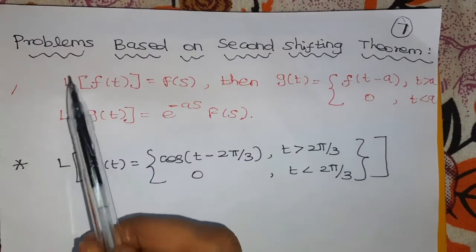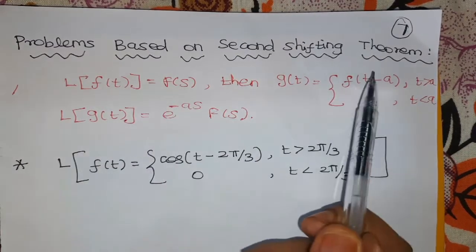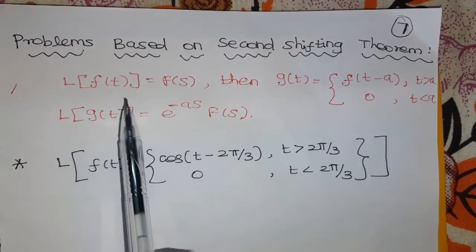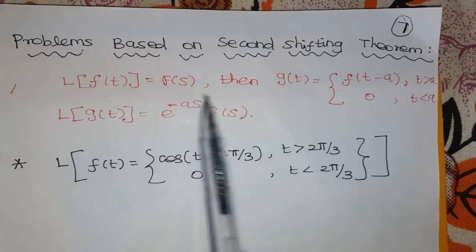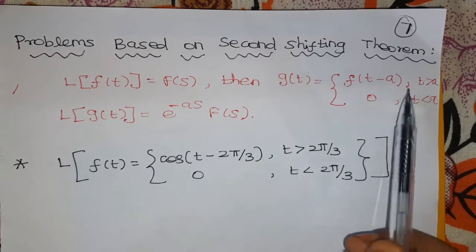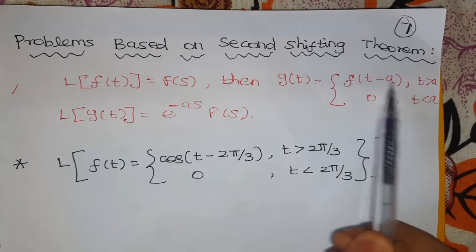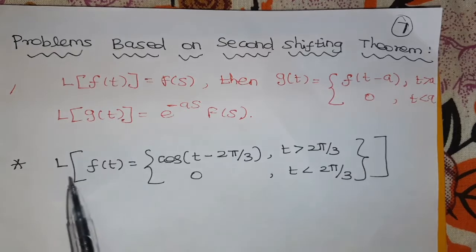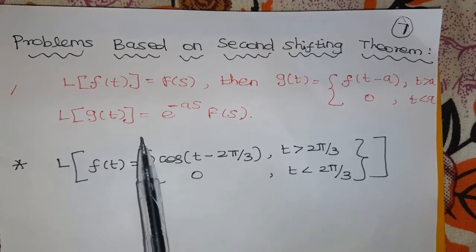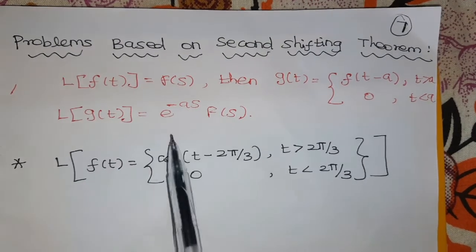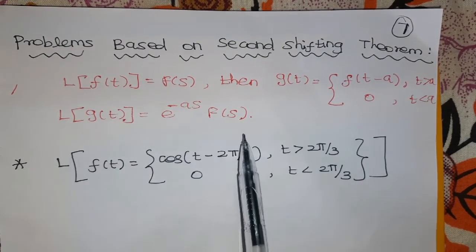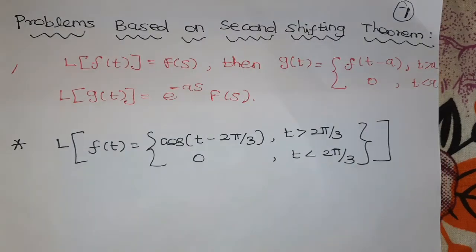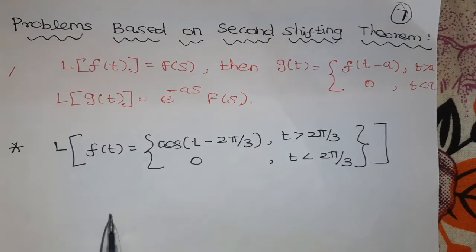Let's see problems based on the second shifting theorem. If the Laplace transform of f of t is equal to F of s, then g of t is equal to f of t minus a. Some time delay is given here. What we will get: the Laplace transform of g of t is equal to e power minus as times F of s. In the coming problems, here what we will get?